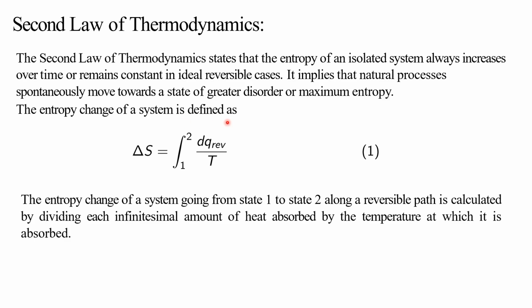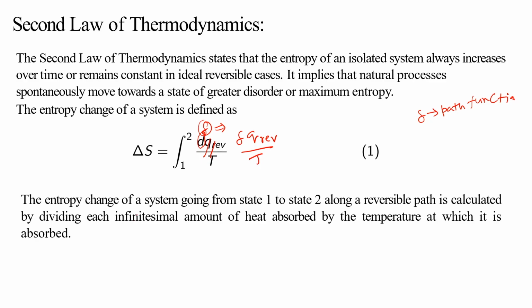The entropy change of a system is defined by this. If we move from state 1 to state 2, delta S is delta Q reversible by T. Here remember one thing: although we are writing d here, d is usually used for state functions, but actually this is delta Q reversible by T. The delta sign is usually written for a path function. So truly speaking, we should write delta Q reversible by T.